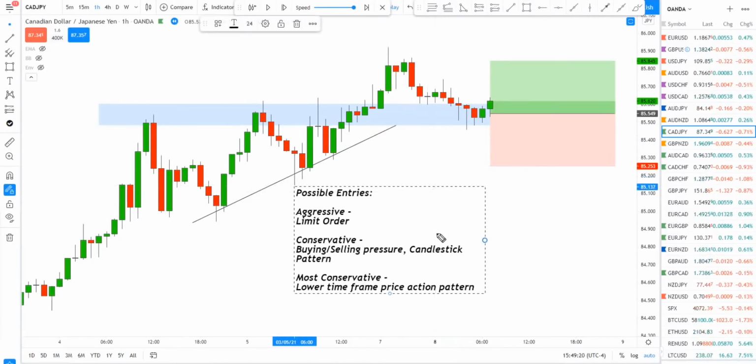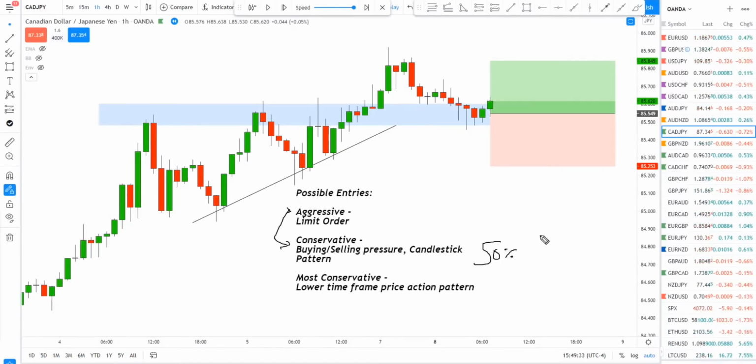Again, what are the pros and cons? Well, waiting on this, you will have fewer entries than using a limit order. So you'll have fewer trades, but your win rate will go up to something close to 50%, at least from the testing that I've done. And if you have more than a 1-to-1 reward to risk, like a 1.5 to 1, then this can become a profitable way to trade.